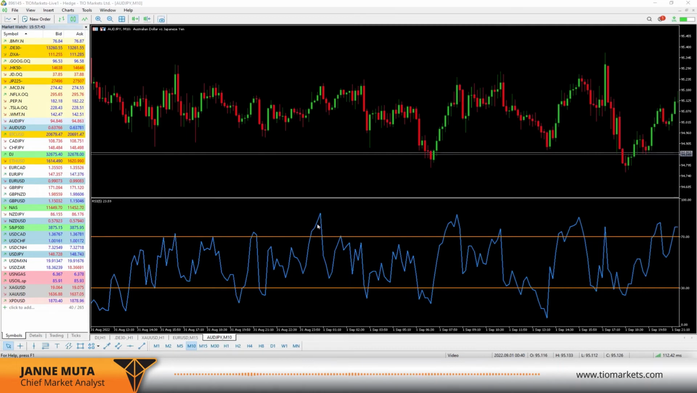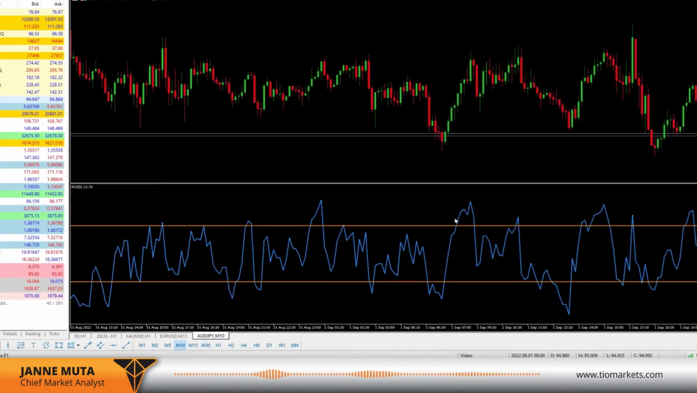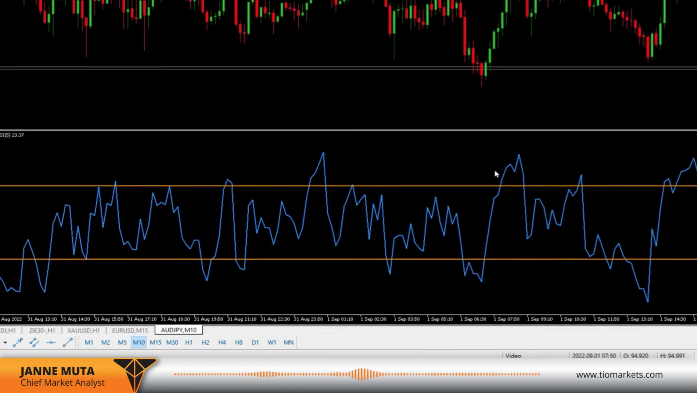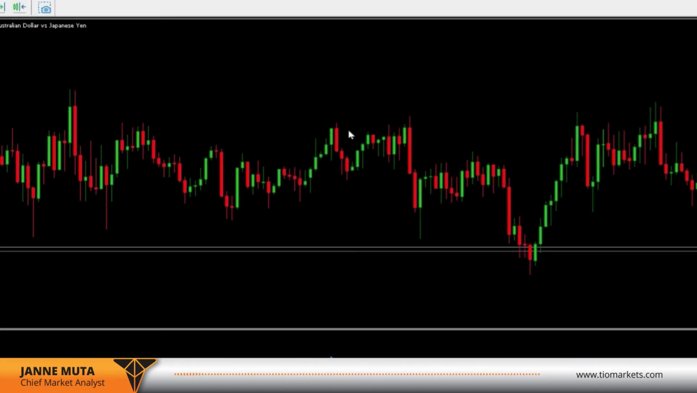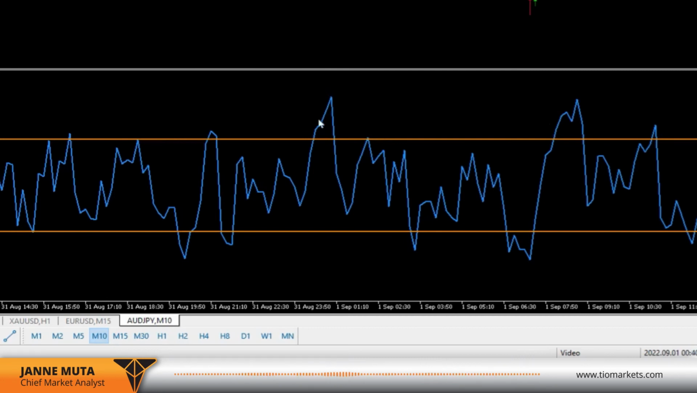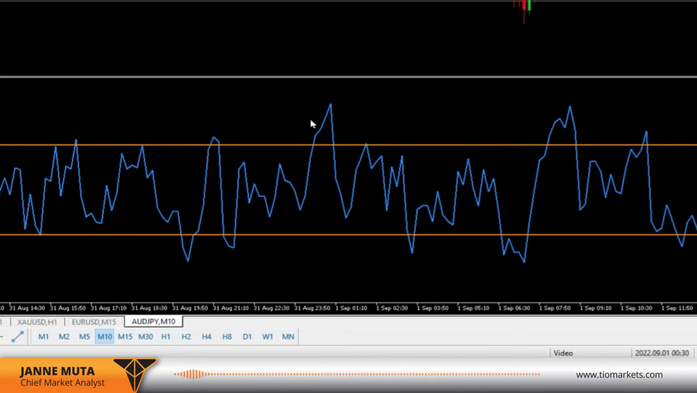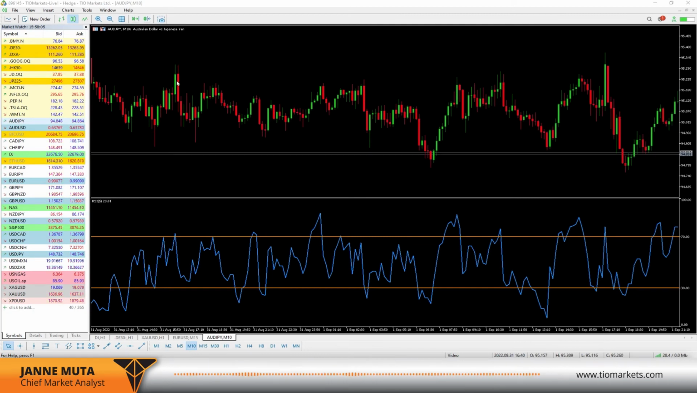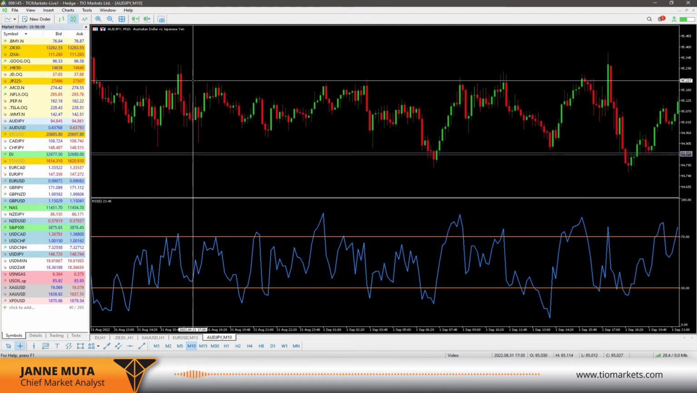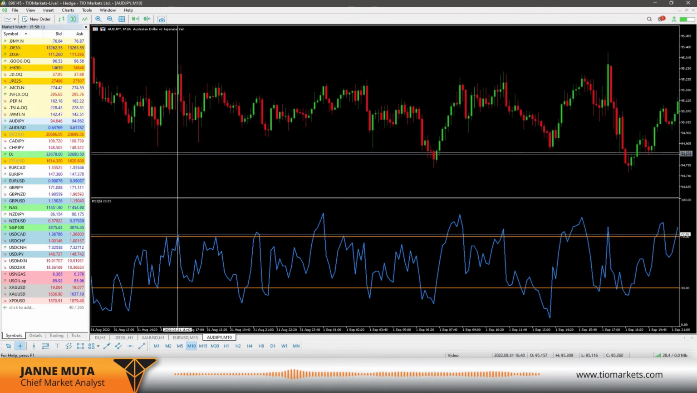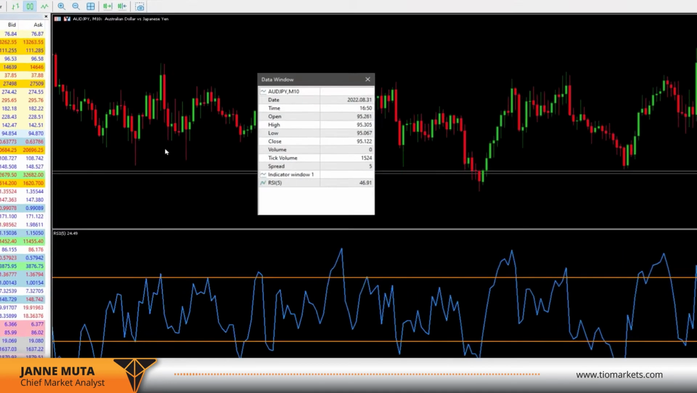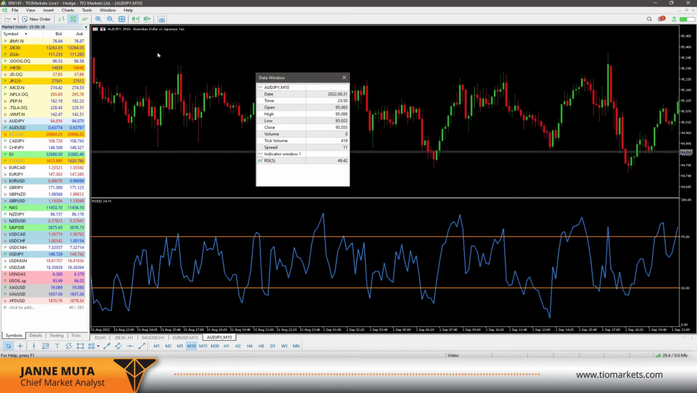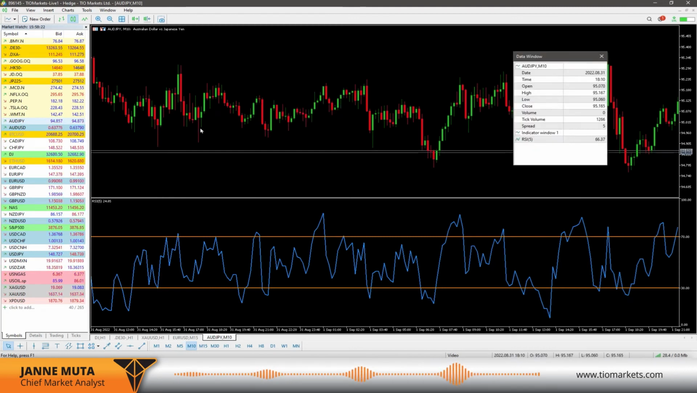Then there's the area where the indicator is above 70, and that's where the market is thought to be overbought. So the market is moving close to resistance levels, and the indicator highlights that by being above 70. So let's take a look at some examples here. First of all, here we have indicator moving to 70. I'm actually going to bring up a data window here that helps us to see what the values are.